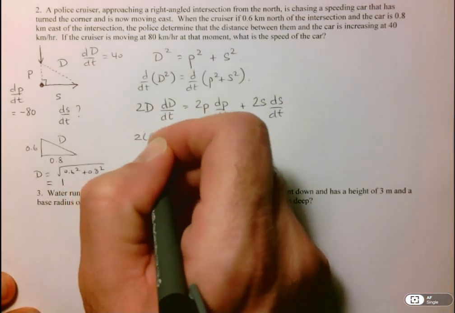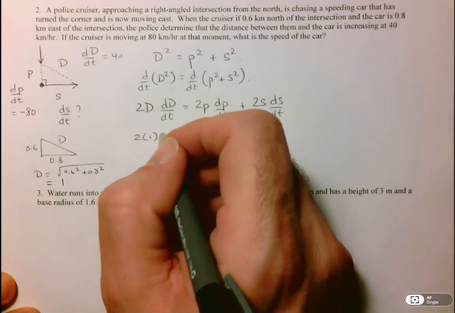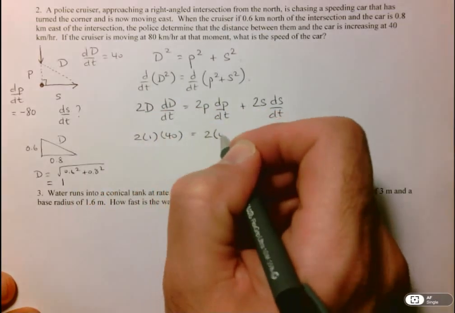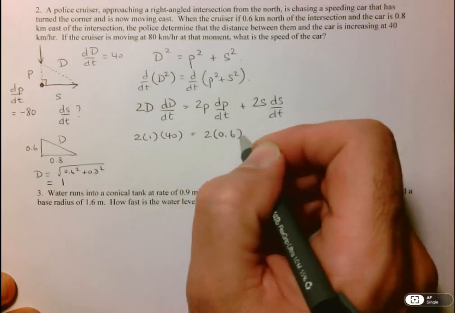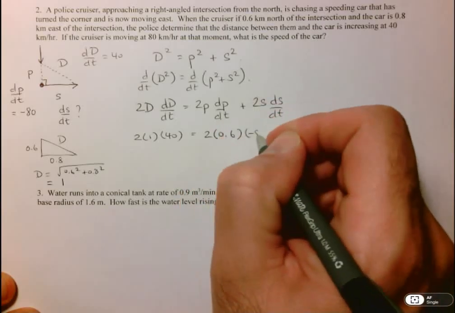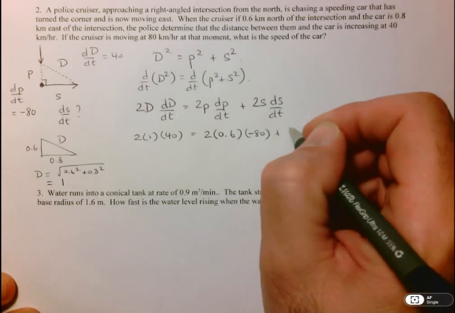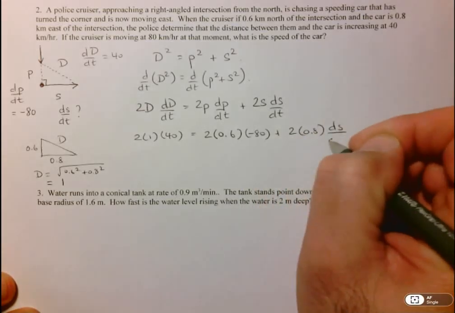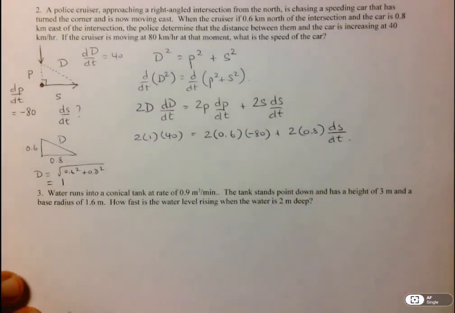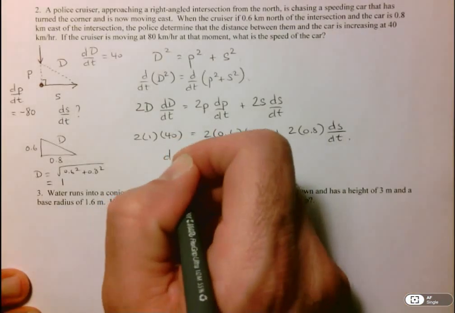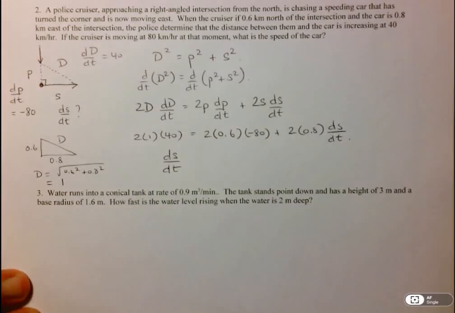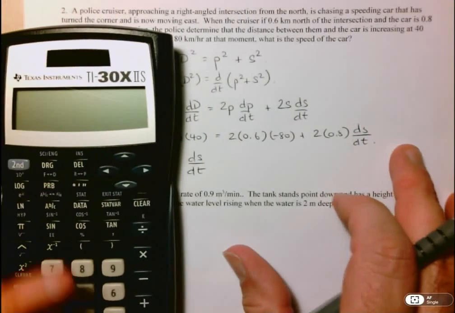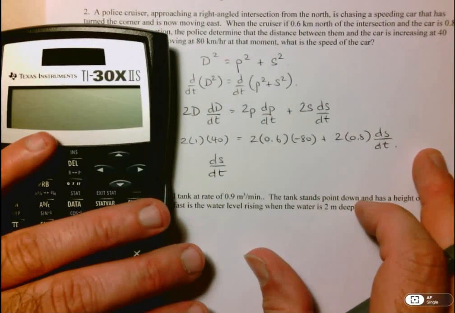So we have 2 times 1, and the derivative of d with respect to t is 40. Okay, equals 2 times 0.6, and this velocity here was negative 80, plus 2 times, well, we know that this is 0.8, and ds dt ends up being our only unknown left, which is exactly what we're looking for. So let's solve for ds dt. Okay, and again, as long as you're very careful in putting this into the calculator, you don't have to write a whole bunch of steps.